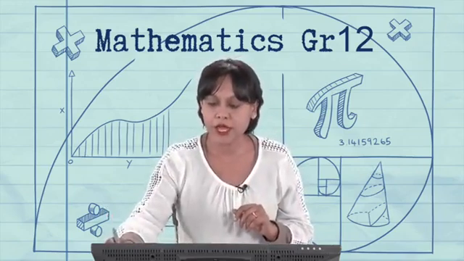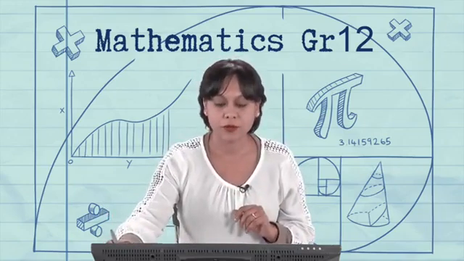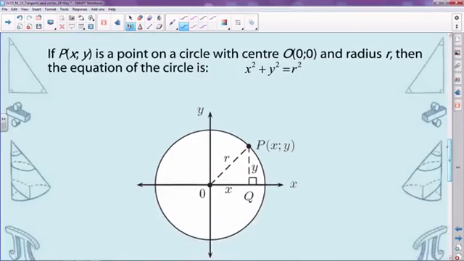Okay, now say we have any point P, x, y, with coordinates x, y, and that's a point on the circle with a center O, and that's at the origin 0, 0. Okay, so the coordinates at the origin of your coordinate system is 0, 0. The radius is r. Then we can work out that the equation of the circle is given by x squared plus y squared is equal to r squared.